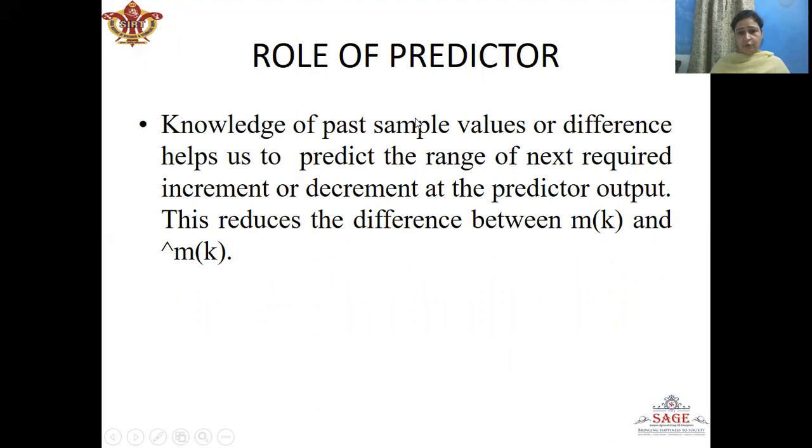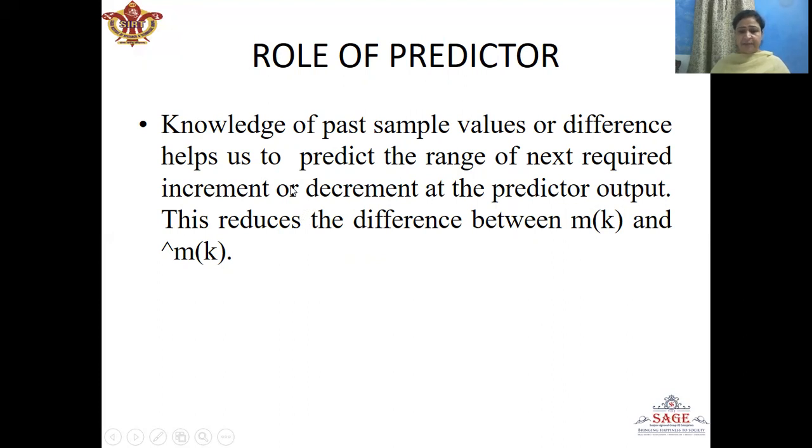Now, role of predictor. Knowledge of past sample values or difference helps us to predict the range of next required increment or decrement at the predictor output. It reduces the difference between MK and MCAPK. If the difference between them is positive, in that case, we can say that MK is greater than the predicted value. So here, the predicted value will try to increase its amplitude to reach the value of MK. So there will be an increment in the predictor output.